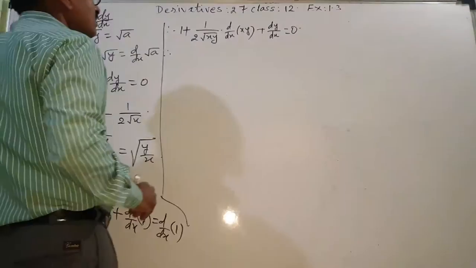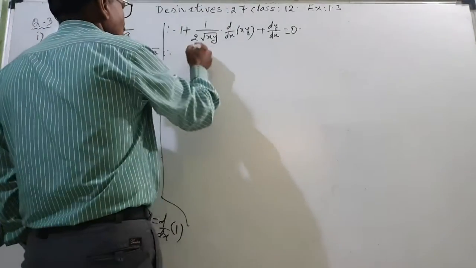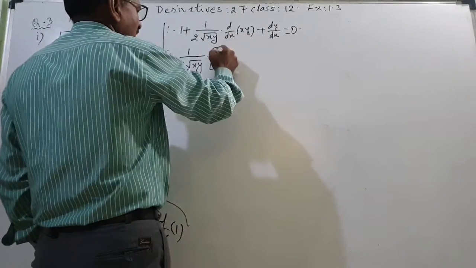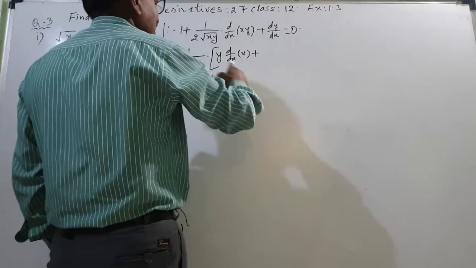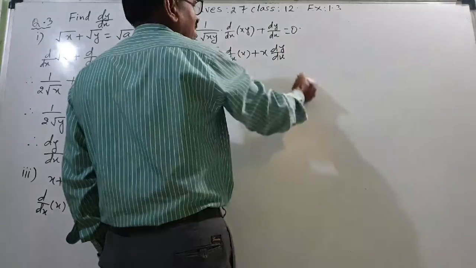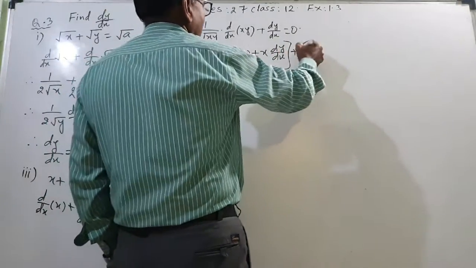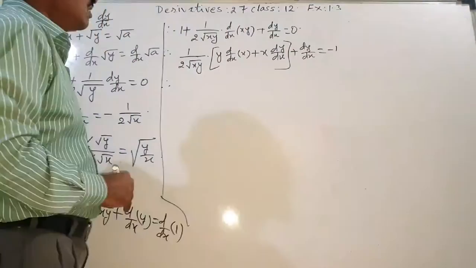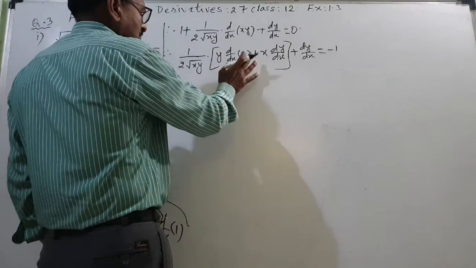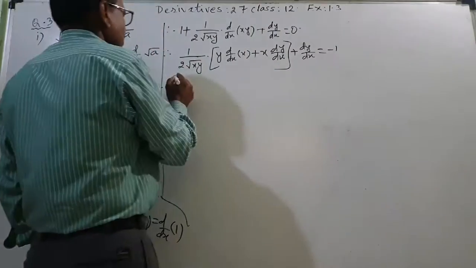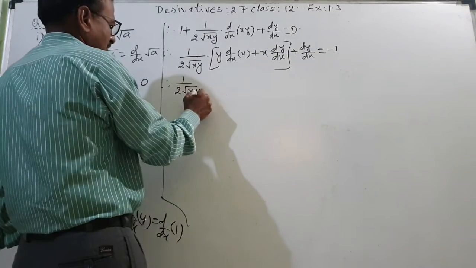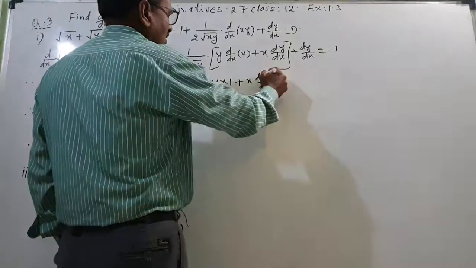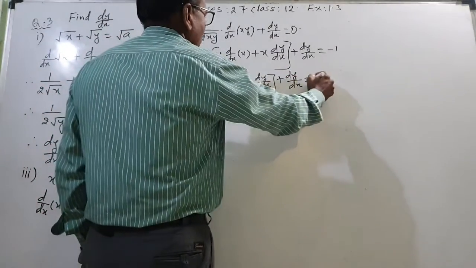Therefore, this one I will shift there, I don't want it here. So, 1 upon 2 root of xy into the derivative of this. This is u into v: y as it is, d by dx of x, plus x as it is and d by dx of y means dy by dx. This u into v is completed, plus dy by dx is equal to minus 1, which I have taken there. First of all, find the derivative, I will multiply, and then separately find dy by dx. So this will be 1 upon 2 root xy into y into 1, the derivative of x, plus x into dy by dx, plus dy by dx is equal to minus 1.